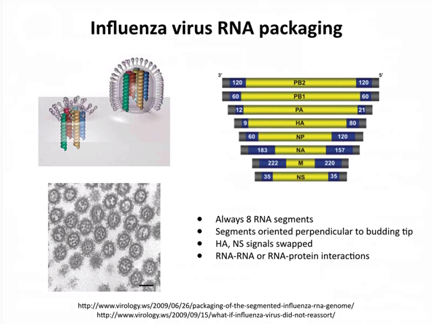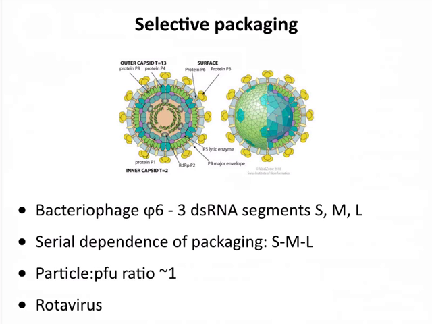So let me tell you about one interesting example of what we call selective packaging. And probably this is what happens for flu, we haven't worked it out yet. This is a bacteriophage, Phi6, which infects bacteria. It's a spherical virus made up of 2 icosahedral shells, an outer capsid and an inner capsid. And that should ring a bell because the rotaviruses, the reoviruses, have a similar structure. Those are viruses that infect mammalian cells, but this happens to be a bacteriophage.